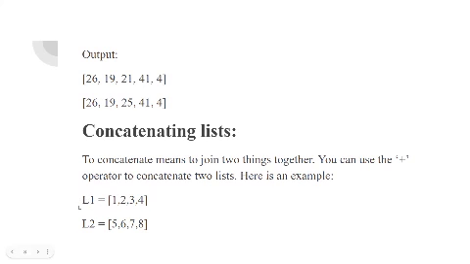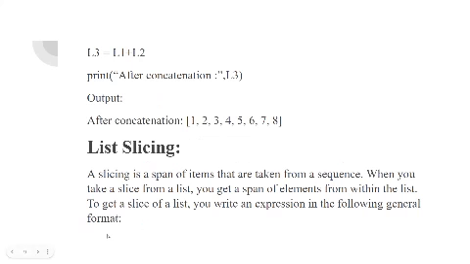L1 is a list here. It contains 4 elements. L2 contains 4 elements. We are going to combine these two lists into a single list. Let's see how we can do this. L3 = L1 + L2. With this plus operator, we concat two lists into one list. L1 plus L2 gives L3. Print after concatenation, L3. We are just printing the list.